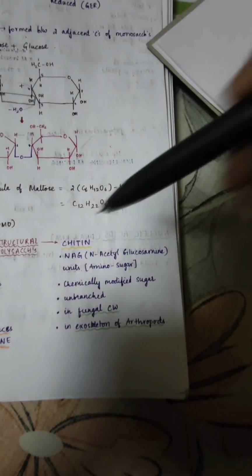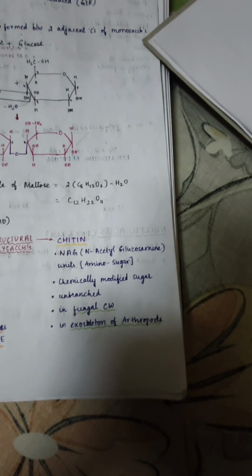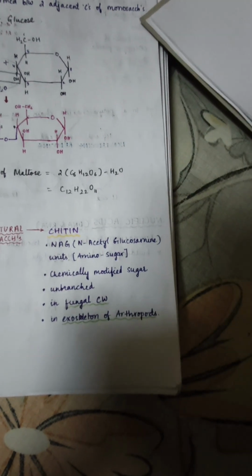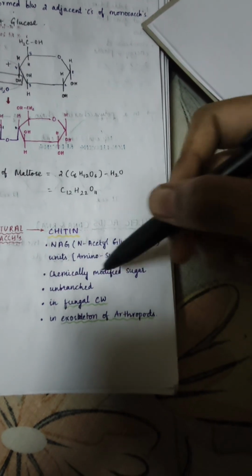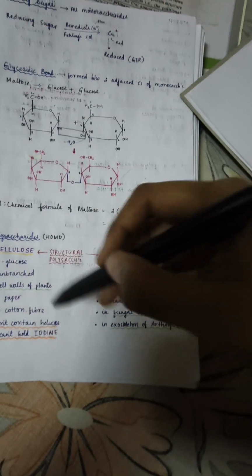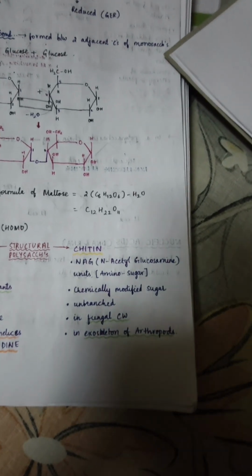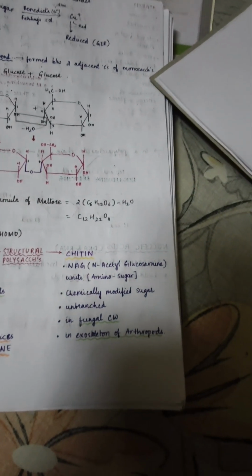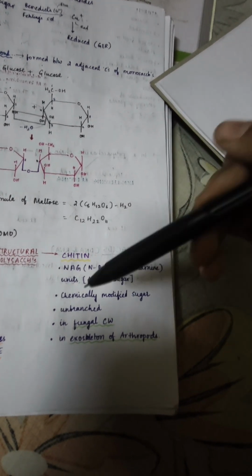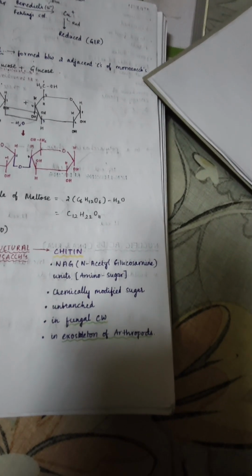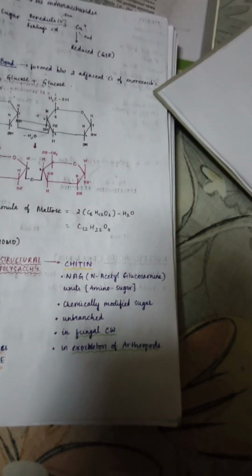Now chitin, it's a polymer of NAG, that is N-acetyl glucosamine. And glucosamine is an amino sugar. It's a chemically modified sugar. It's found in the fungal cell wall. It's unbranched, hence that's why they don't hold any helices. They can't hold iodine. It's also found in, very important, the exoskeleton of arthropods. Cockroaches have a chitin exoskeleton. Hence that's why in a nuclear apocalypse, cockroaches will not die. Cockroaches will be there, of course.